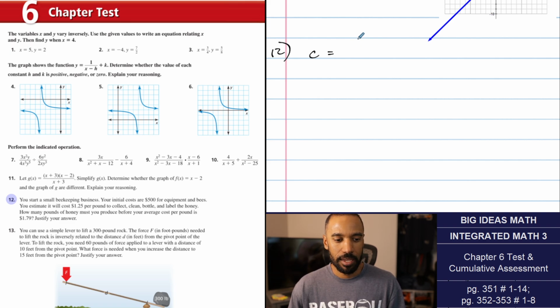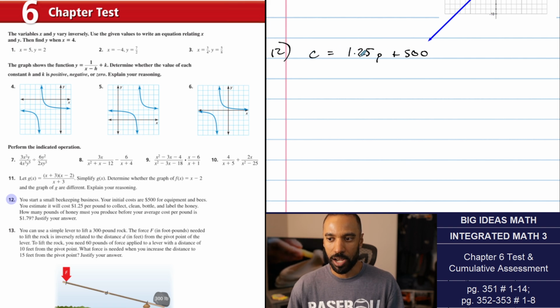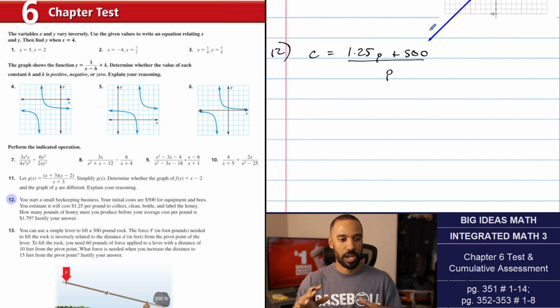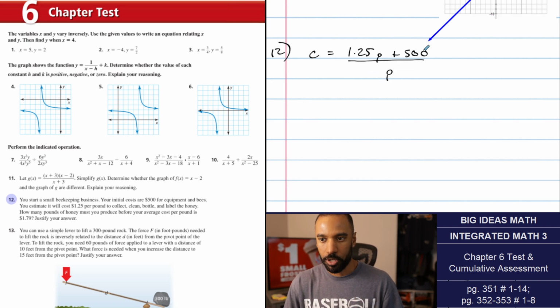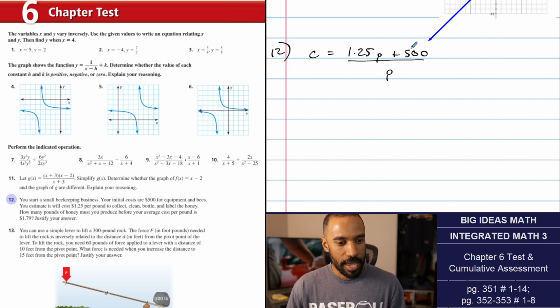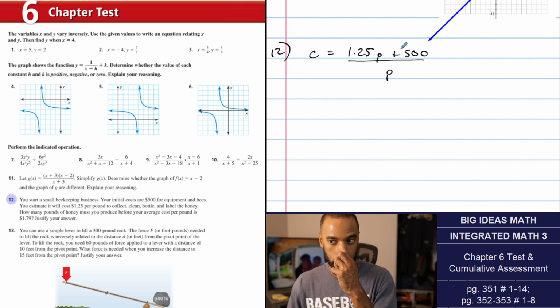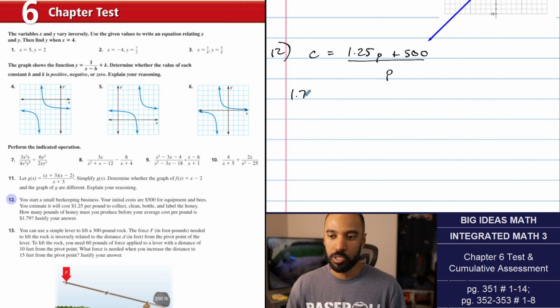So my cost for all of this will be $1.25 per pound of honey times the number of pounds of honey plus the $500 upfront cost. But my average cost needs to divide by the number of pounds of honey to get an average cost per pound. So this is our equation we need to set up. They say, how many pounds of honey must you produce before your average cost is $1.79? So you have two options here. One of them is substituting $1.79 right now, like this, and solving for P.